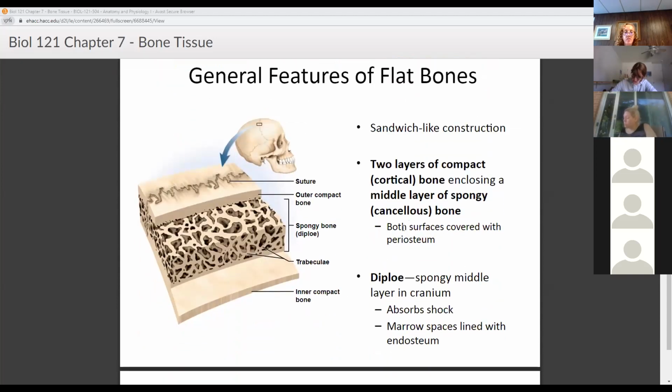So, general features of flat bones: they have that sandwich-like construction. There are two layers of compact cortical bone enclosing a middle layer of spongy or cancellous bone. Both outer surfaces are covered with periosteum. The inner spongy layer in flat bones is called diploë. It helps absorb shock, and the marrow spaces are lined with endosteum.